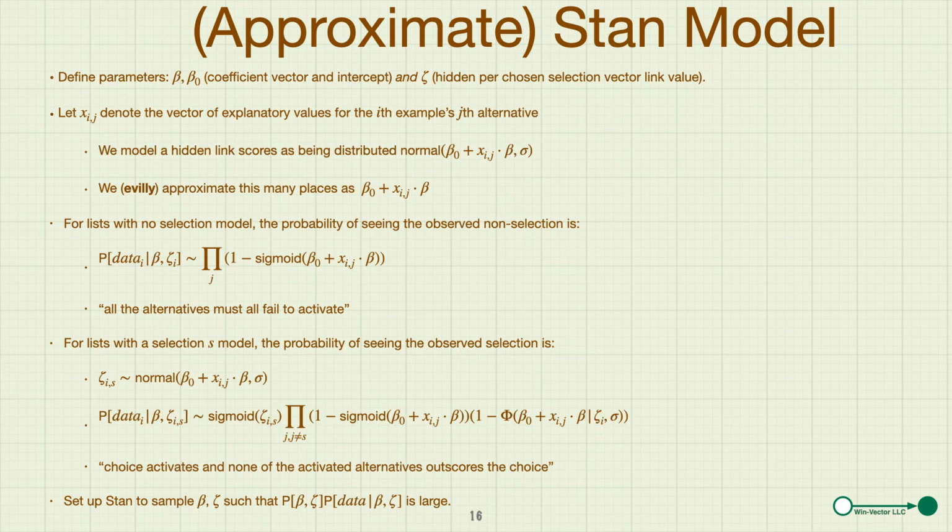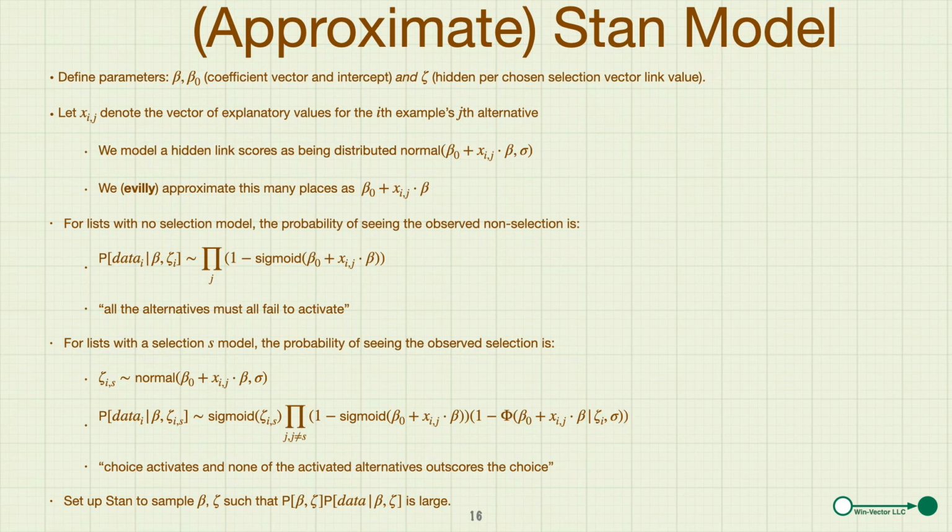Then, of all the other wines that didn't activate, none of them can outscore our wine. So basically, each other wine has to either not activate, which is the 1 minus sigmoid on that wine in the product, or if it did activate, its score has to be no higher than the wine we picked, which is this 1 minus phi normal distribution.